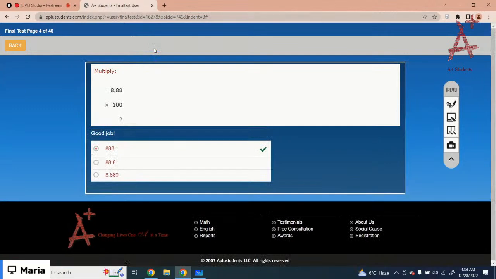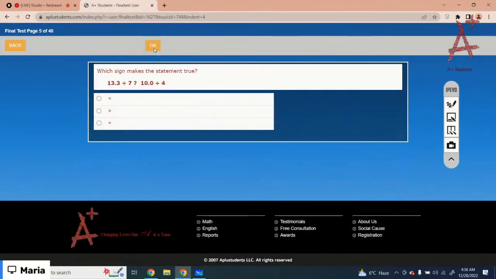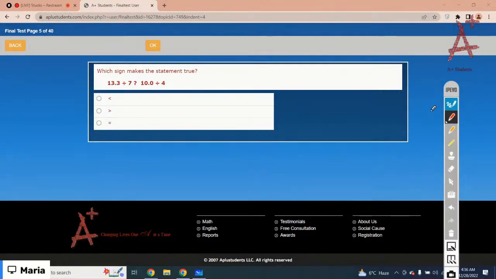Okay, the next one is 13.3 divided by 7 and 10.4. 13.3 divided by 7 is less than 10.4. Got it? It is less than. Just select the correct option and click on the OK button.